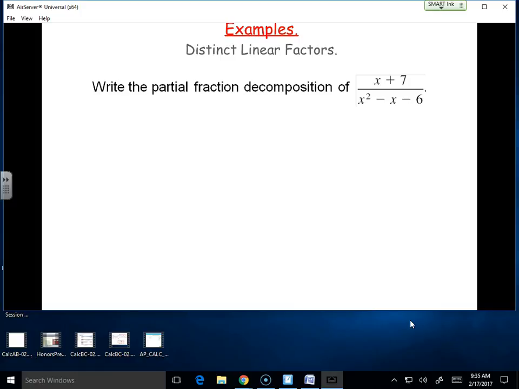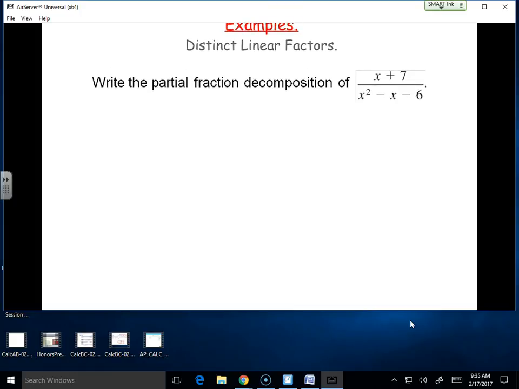Well, step number 1, we ask ourselves the question, is it improper? No. What does it take to be improper? The top degree has to be greater than the bottom. Okay, so it's not improper. Forget that. Step number 2.